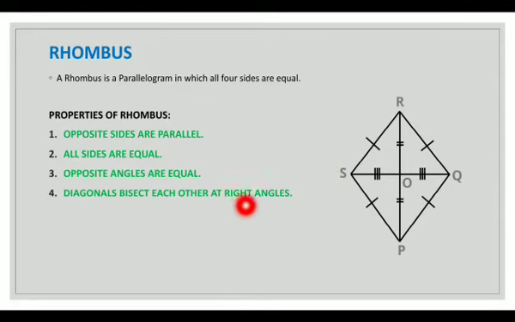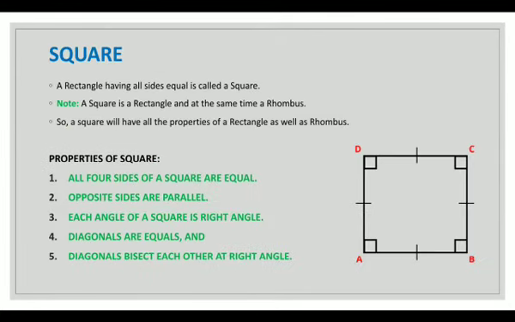Diagonals bisect each other at right angle. Which are the diagonals of rhombus? PR and SQ. There are two diagonals and they intersect at point O. The property says diagonals bisect each other at right angle, which means angle ROQ equals 90, angle QOP equals 90, angle POS equals 90 and angle ROS equals 90 degrees.